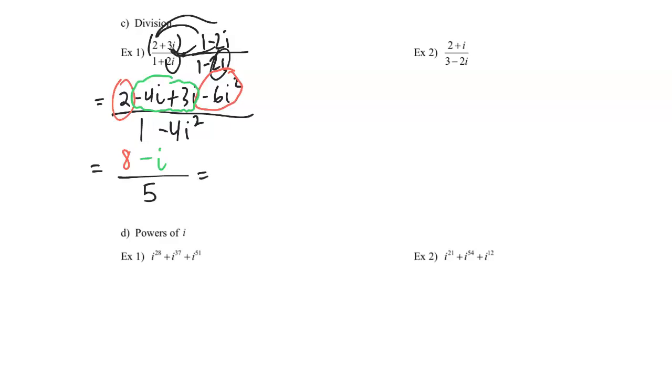Now, we want to write our answer in a plus bi format. And this is not currently in a plus bi format. So to get it to that format, we do what's called splitting through the numerator. That means I'm going to take the first term in the numerator and put it over the denominator, and I'm going to take the second term in the numerator, which gives 1/5, and then multiplied by i.